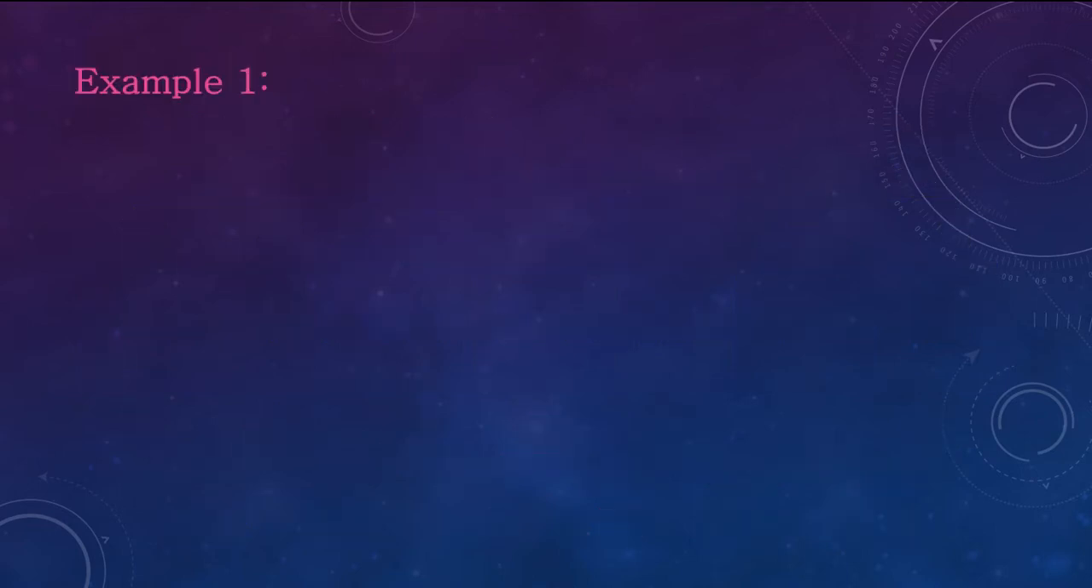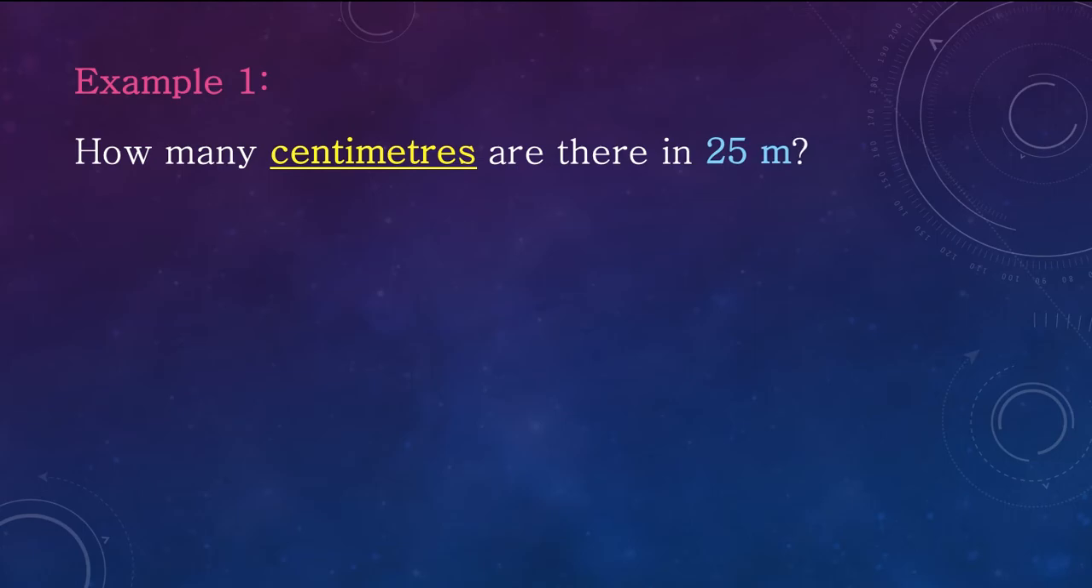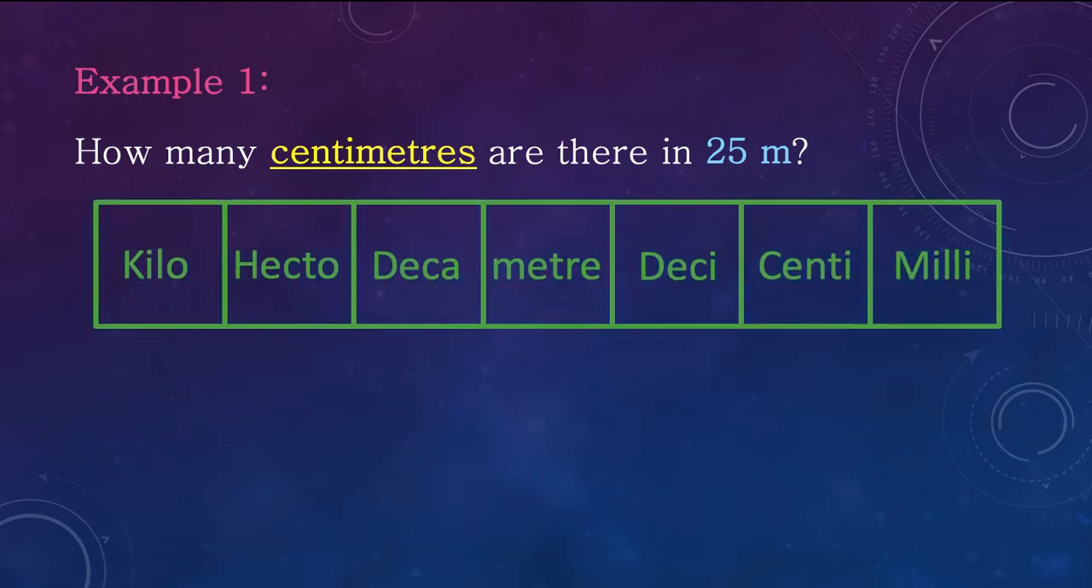All right, so example 1: how many centimeters are there in 25 meters? So what we're going to do, we're going to take our diagram. Also, I failed to say this before, but there's actually a really good trick to remember this. King Homer died, Marge didn't care much, okay? So that's a little trick that you could use to remember the order of these things.